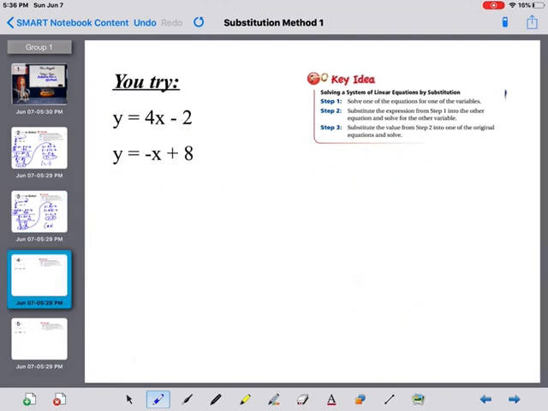So when we take a look at number 3, I'm going to ask that you pause it, try this one on your own, and see how you do with it. And when you're done, just come back, and I'm going to go over the solution.